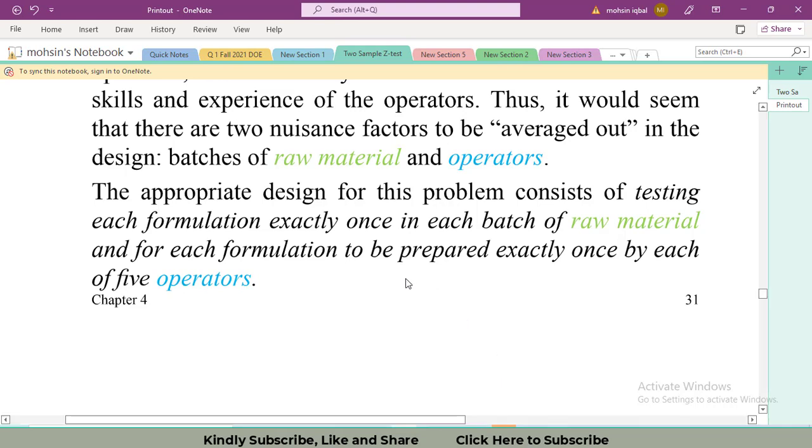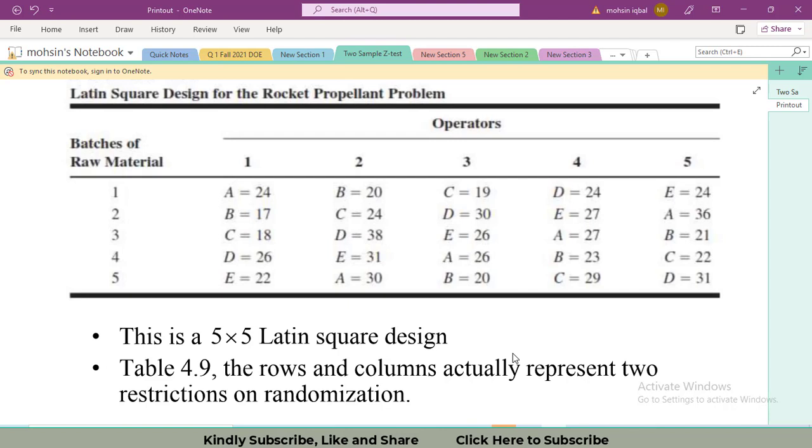Let me show you this last statement, this last paragraph, in the data. So this is my data, and after this I will show you the hypothesis. These 1, 2, 3, 4, 5 are my batches of raw material, my nuisance factor number 1. You can say the operators are 1, 2, 3, 4, 5. This is nuisance factor 2. And the treatments in the Latin square design are represented by the Latin alphabets A, B, C, D, and E.